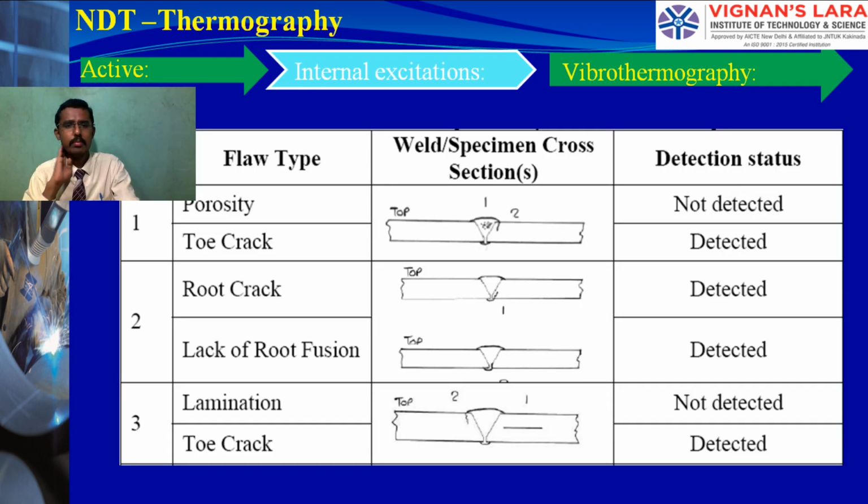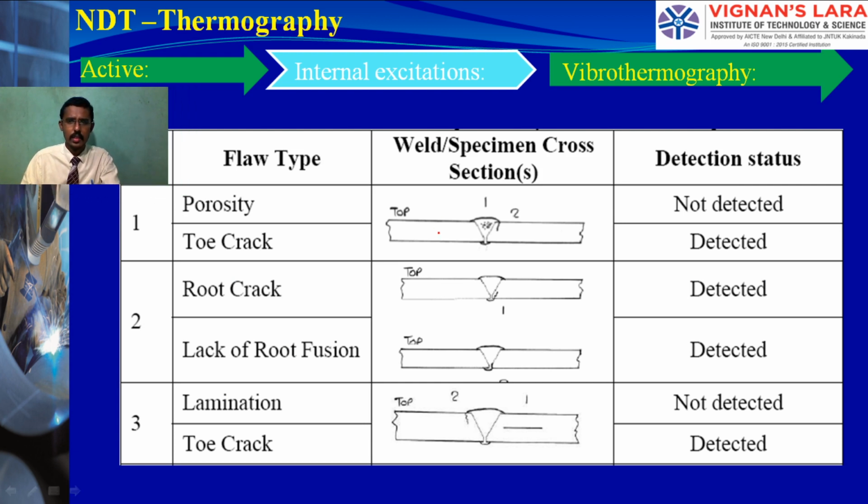A few examples I have given here for our understanding. It shows the types of defects, whether they are detected or not detected. So see the porosity, numbers 1 and 2. Here the porosity is the point where I am marking the points in red color. Number 1, porosity, and toe cracks.